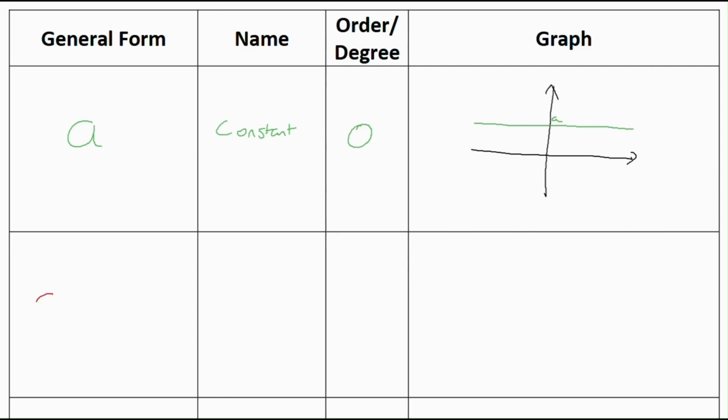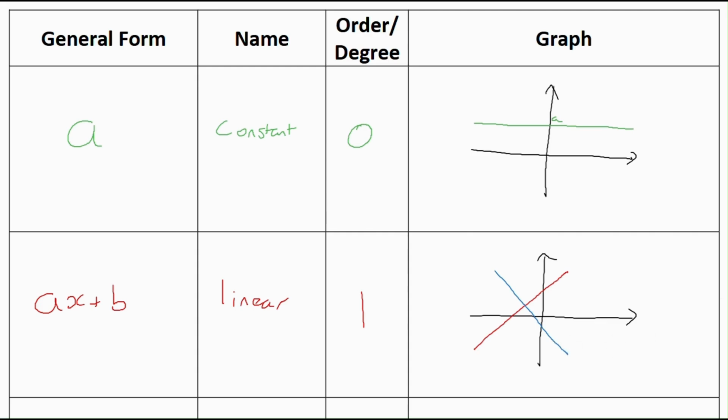The next one will be something like ax plus b, and we're very used to things like this. These are linear functions. We're used to it as mx plus c, but we'll use ax plus b here. The order or degree of that is 1. What do they look like? Again, we're very used to linear functions. Linear functions look like one of two things. They either look like a graph going up like that, or maybe they look like a graph going down like that.